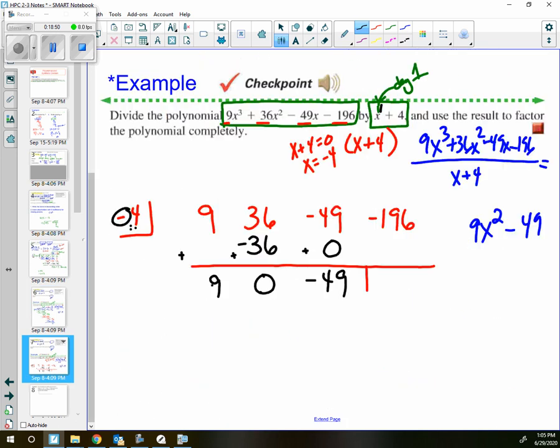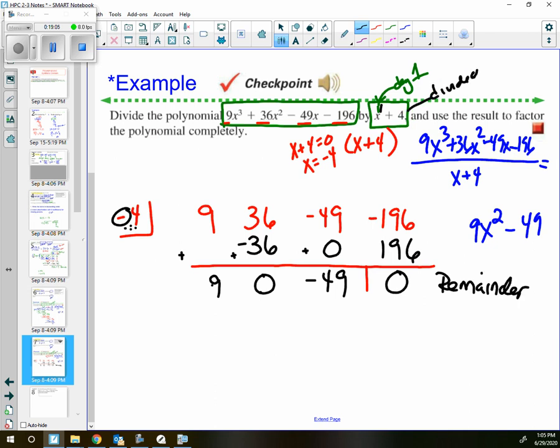And then I finish up here, multiply again, negative 4 times negative 49, positive 196, add, we get 0. So my remainder is 0. What does that tell me? It means that this factor divided what we call evenly, right? And it did in long division as well. Divided evenly, meaning this is a factor. So x plus 4 is a factor of this polynomial. So when I divided by x plus 4, I got a whole number answer. We're going to talk about that and what that means here in just a second.